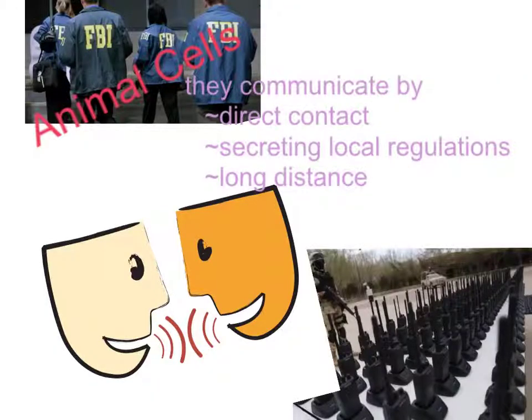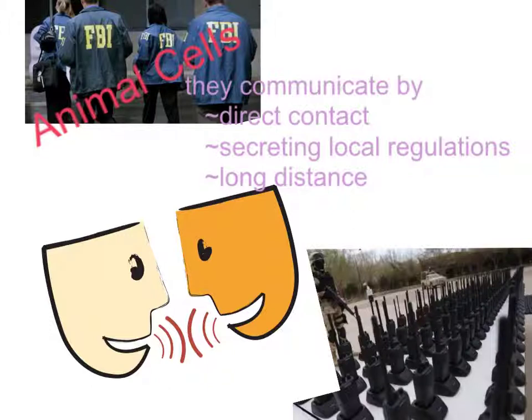So here we have cell signaling, and for an example, I'm using animal cells. And they communicate by direct contact, secreting local regulations, and long distance. Now, direct contact, I mean the gap junctions. And for secreting local regulations, or regulators, as the growth factors and neurotransmitters. For long distance, I'm talking about their hormones.